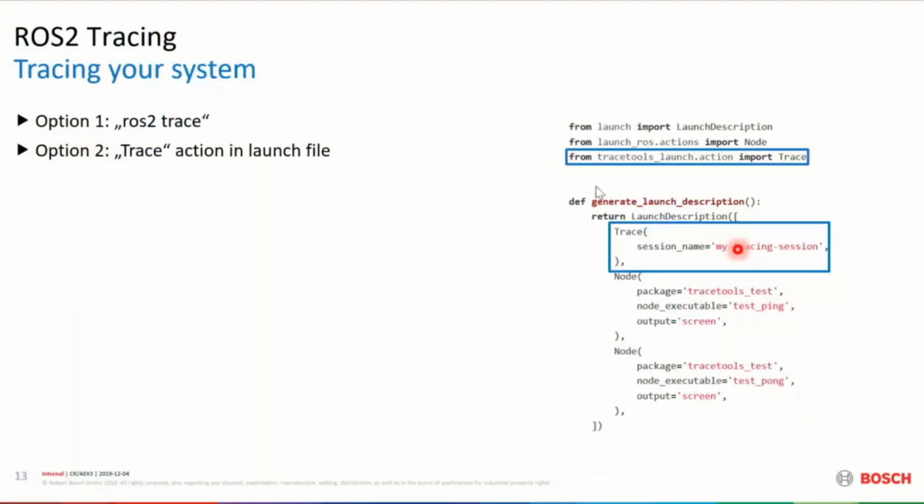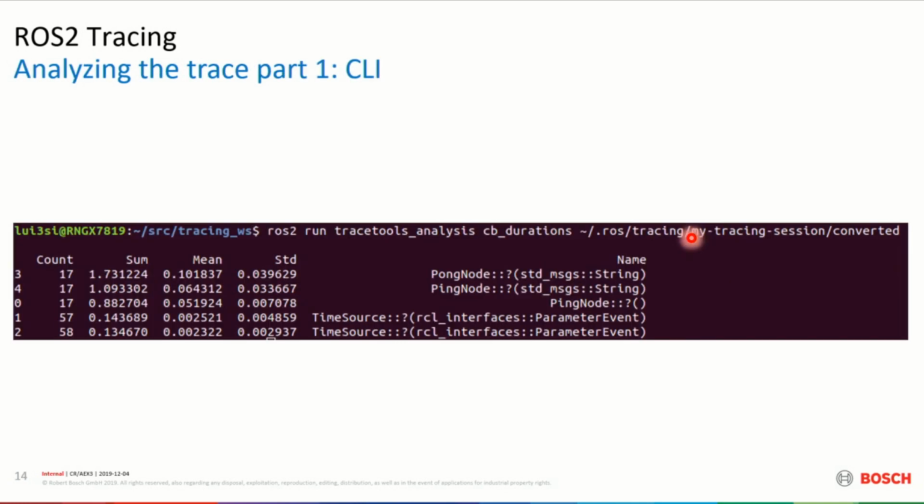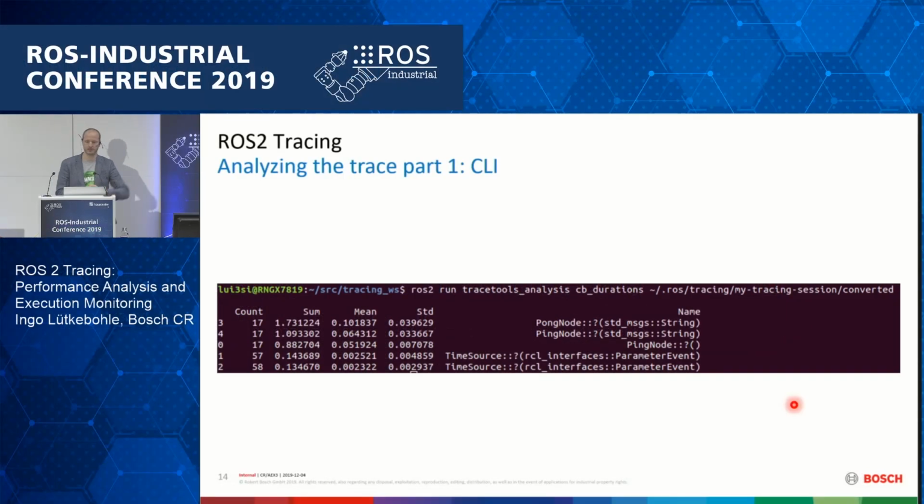Here's an example. For example, here you're giving your tracing session a name so that you can distinguish it. This could also be used to only trace part of your system. You just put the trace action into the part of your system that you're interested in. You just add this trace action and then you launch it and then you're good. Then it's being recorded. Once you terminate the launch, the recording ends and then you can start analyzing it. To give you an idea of how this analysis looks, we have a couple of default analyses.